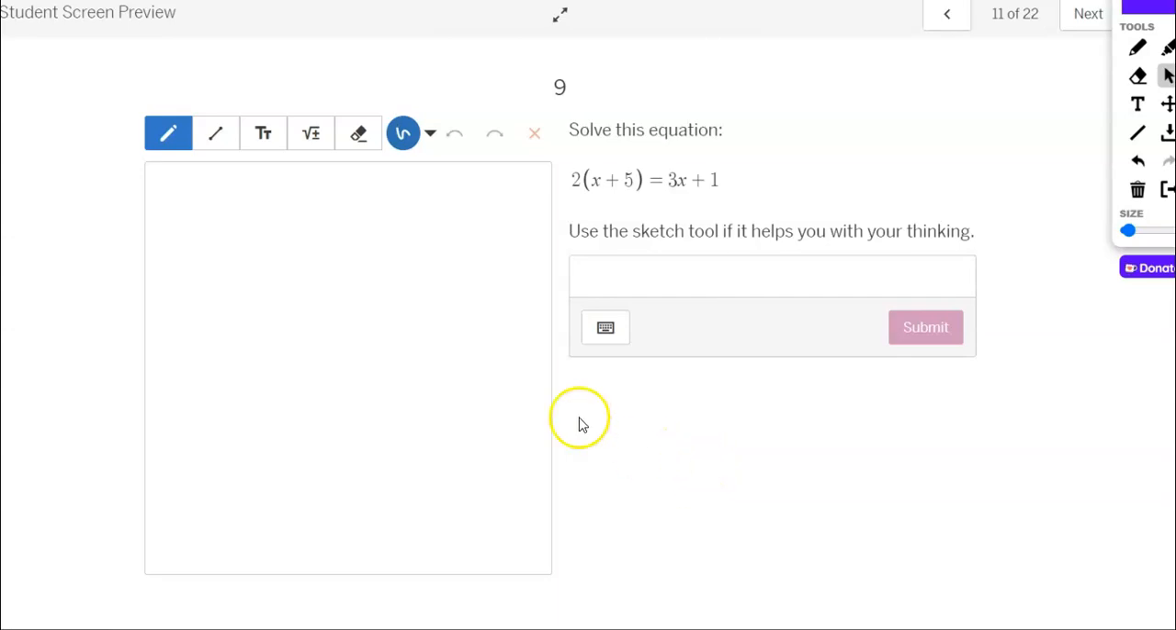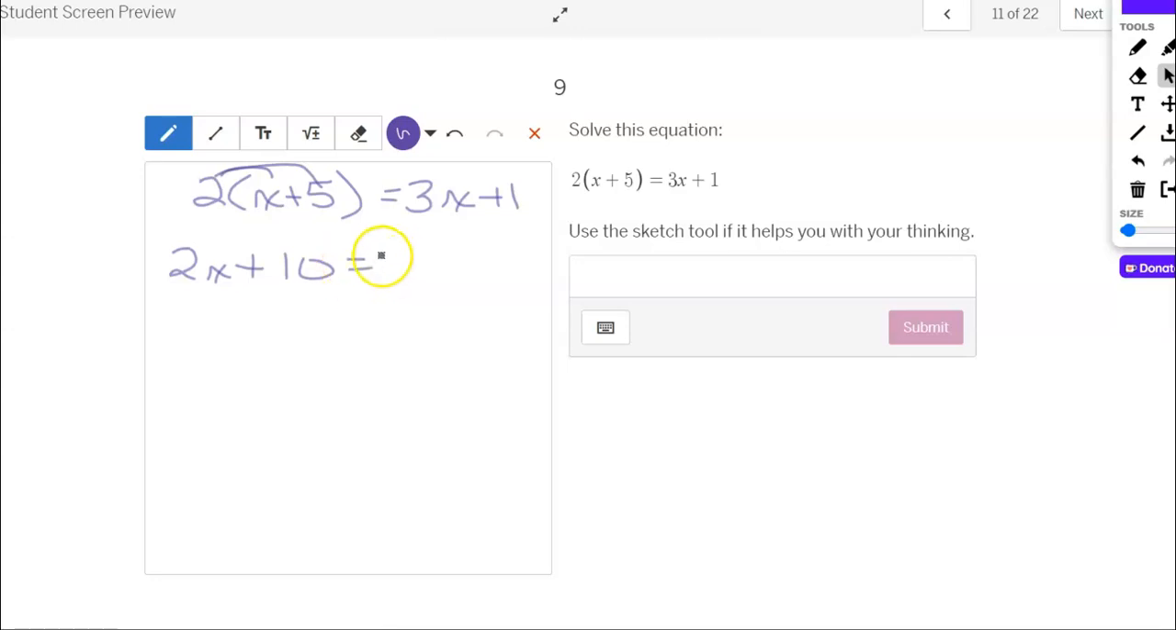Okay, number 9 says solve this equation, and it does give us a sketch over here that we can use if we need. So I'm going to use that over here. I'm just going to rewrite it. So I have distributive property first, and then I will have variables on both sides, so I need to keep that in mind as well. 2 times x, 2x, 2 times 5 plus 10 equals 3x plus 1.